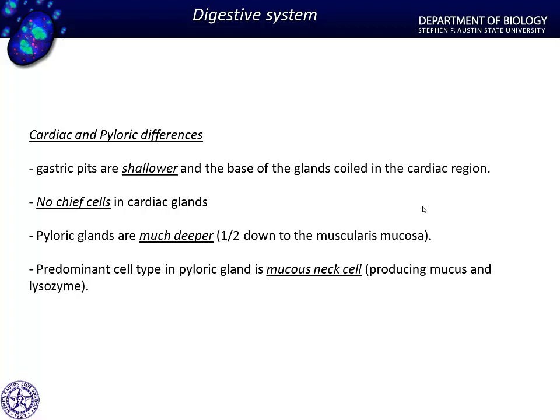And when we get to the pyloric glands, what we're going to see is the predominant cell type is going to be the mucous neck cell. Because we're producing mucus, we have to protect the lining cells here, and we're trying to neutralize as much of the acid as we can before we go into the intestine. So you're going to see many more of those mucous neck cells in the pyloric region. In the pyloric region, the glands are going to be much, much deeper than they will be in the cardiac region.